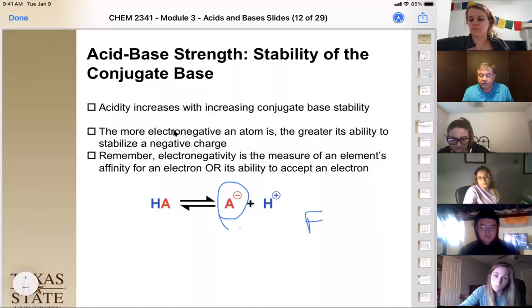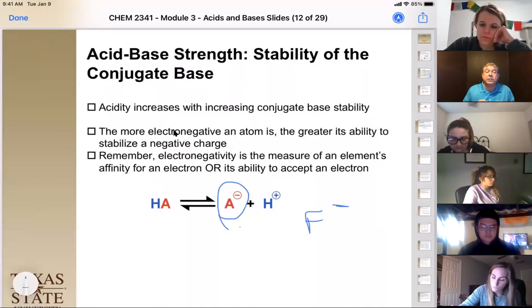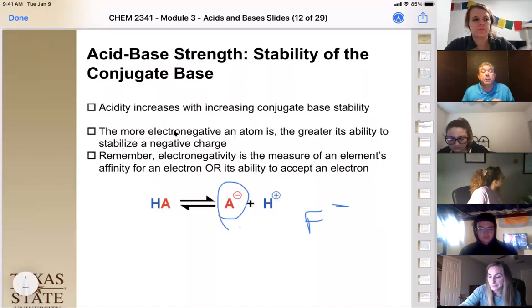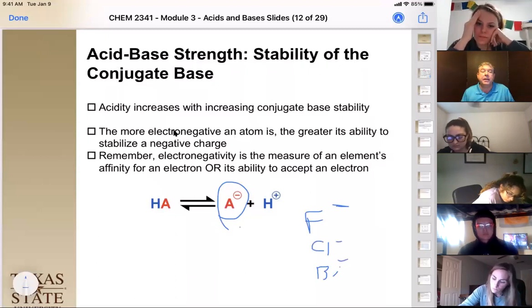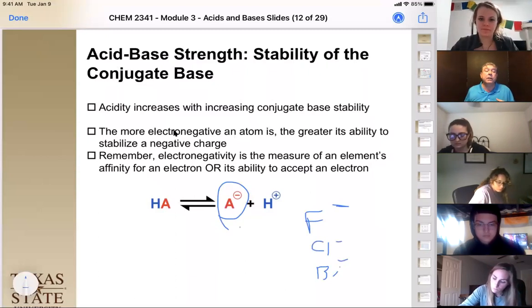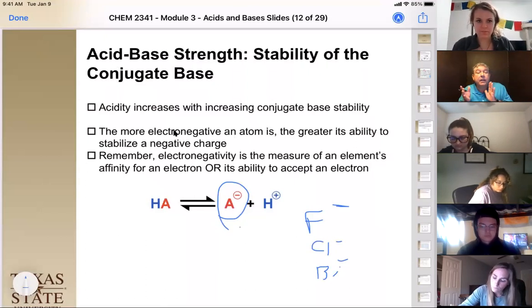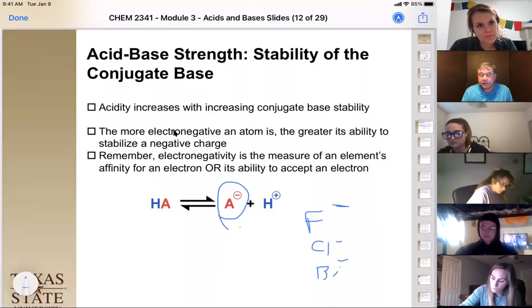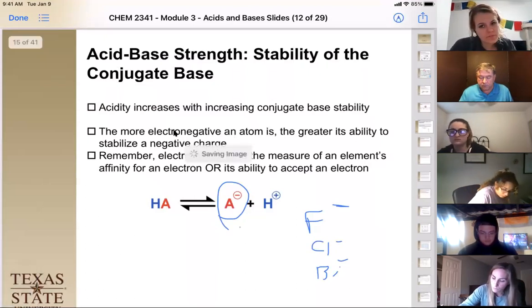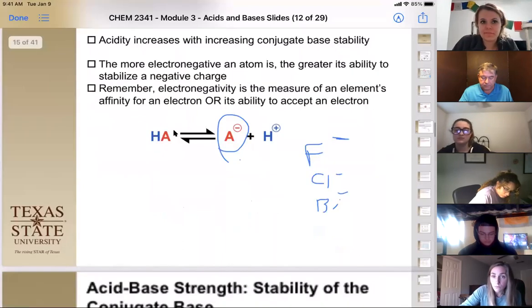It wants to be a negative charge if at all possible, but it will share electrons if there's a small enough electronegativity difference. But it really wants that. And just like chlorine and bromine, they all are nice, stable, happy anions. So that means that they're going to be more acidic, and that conjugate base is going to be more stable or less basic. So we want to look at it that way. And so we can see that trend also in the group 2 elements as well.